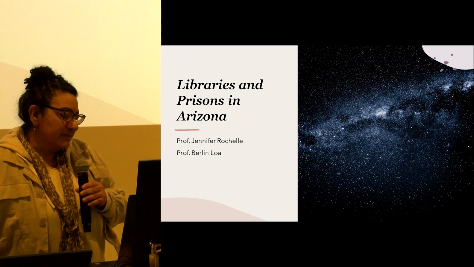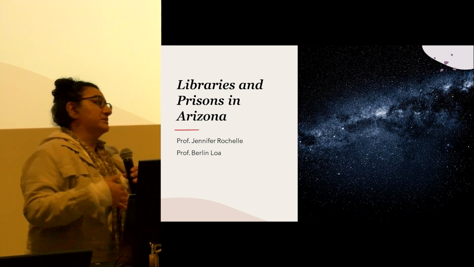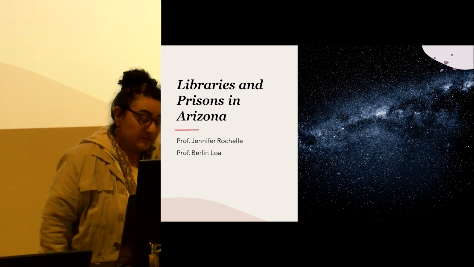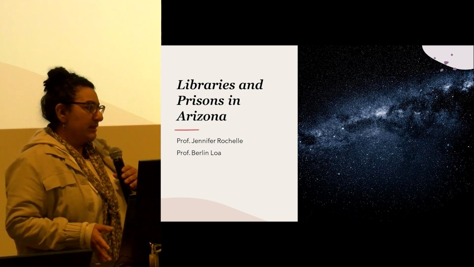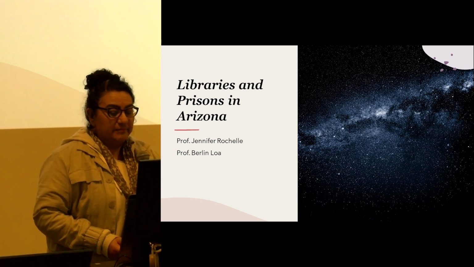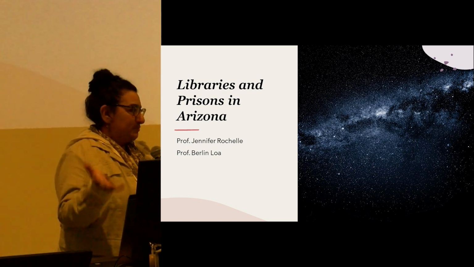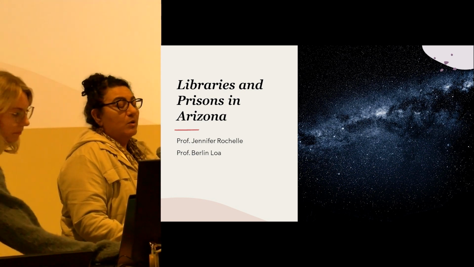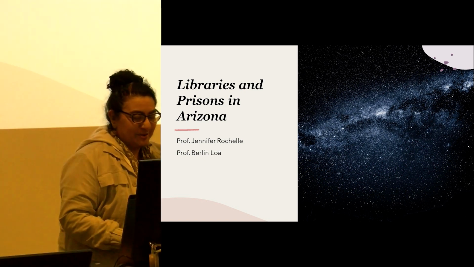And I'm just going to start by setting up the scene with a few statistics to help us understand the landscape of these services. So in the United States, there are approximately 2.3 million people incarcerated. That is a little bit less than 1%, but in other terms, you can consider it about 1 out of every 10 people in the United States. So it sounds a little bit different when you put it that way.